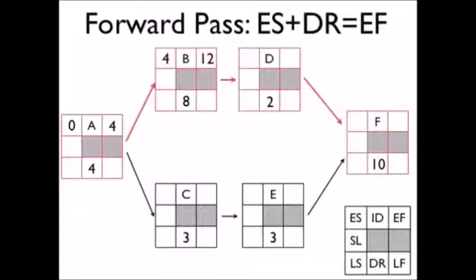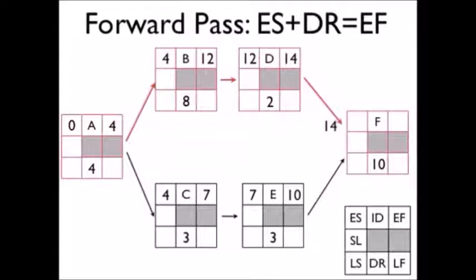That gives us 12. In C we have the 4 from A, we add to that 3, and we get 7. In D we take the 12 from the early finish of B, we take that over to the early start of D, and we add 2 to that, and we get 14. In E we take the 7 from the early finish of C, and we move it into the early start of E, add 3 to it, and we get 10.